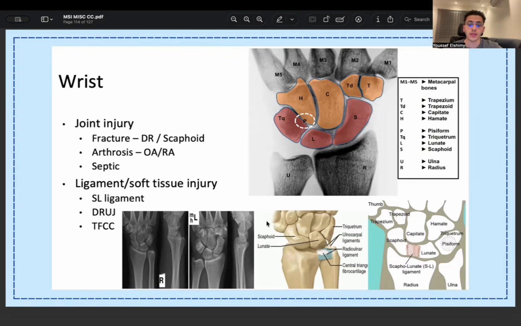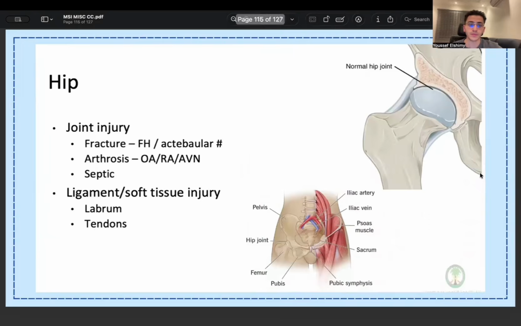We have also the distal radio-ulnar joint, which is the joint that joins the radius and the ulna in the distal aspect, and this allows the rotation of the forearm. Then we have the TFCC. We mentioned this that it is found in the ulnar side. It's basically a menisci that stabilizes the ulnar side or the pinky side of the wrist. So it could also get injured.